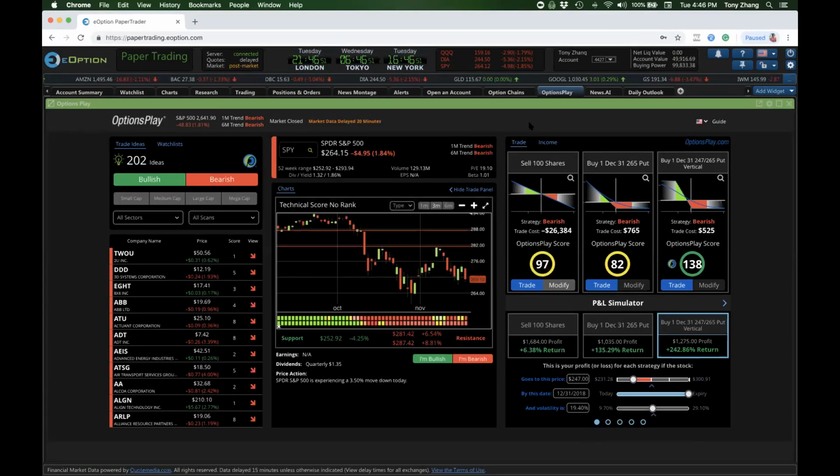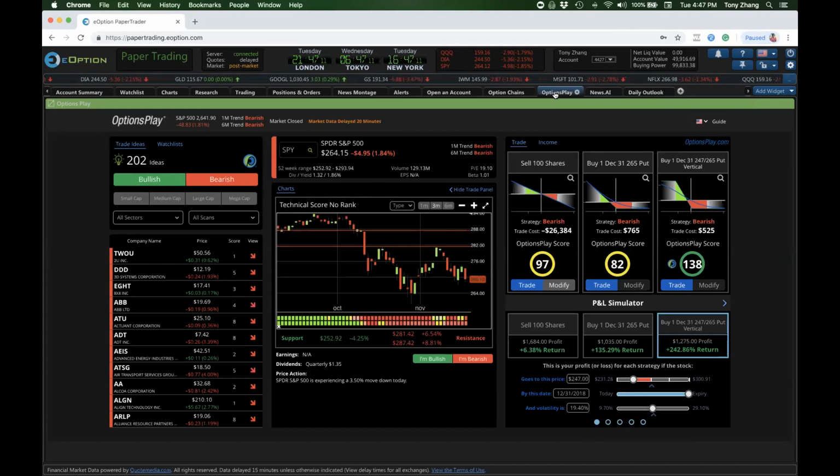So with that, what I want to do is jump over to eOption. I want to show you guys the tool that you have access to, OptionsPlay. You can click on the OptionsPlay tab here in the upper right-hand corner to access it. If you don't have access to it because you don't have a live account, you just have to open an account to see this. And you can always call your account representative to help you get set up with that.